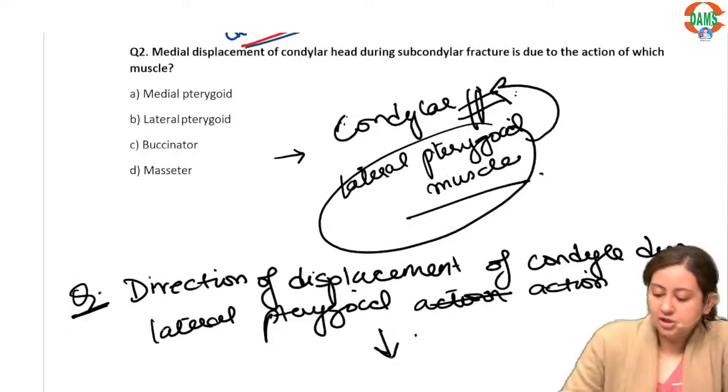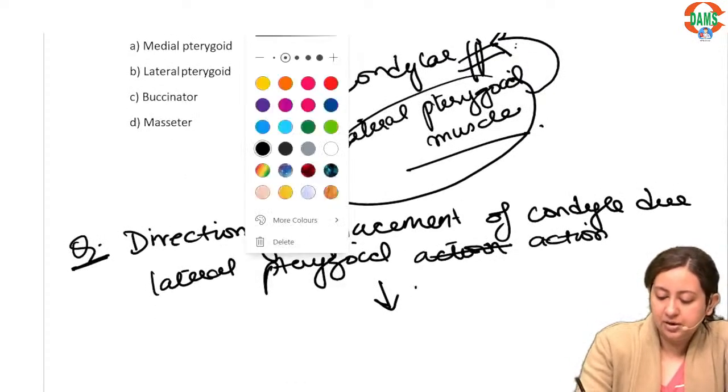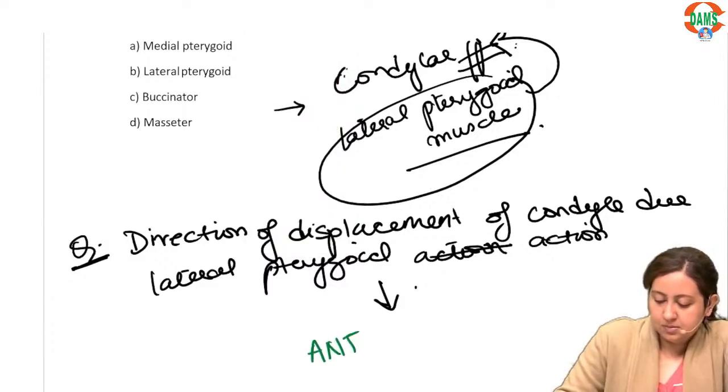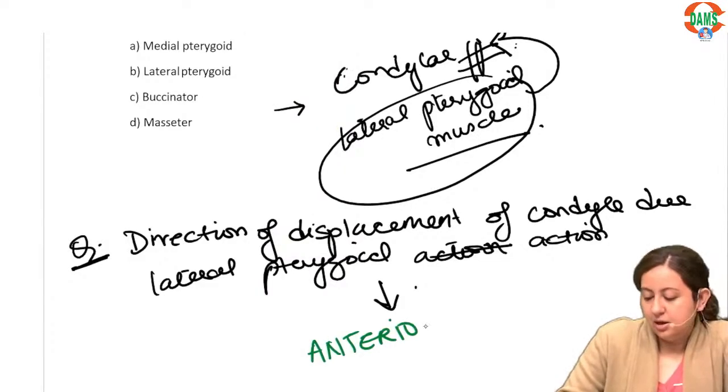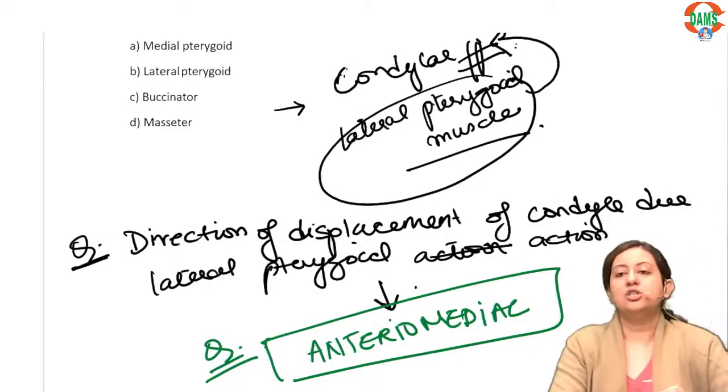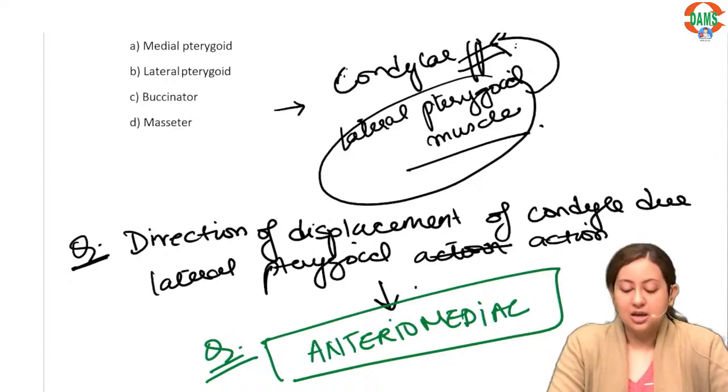What is the direction? It is anteromedial. So this is also a question: the direction in which the condylar head will be displaced due to the action of lateral pterygoid. Alright, the direction is anteromedial.